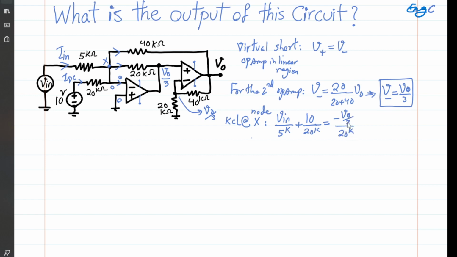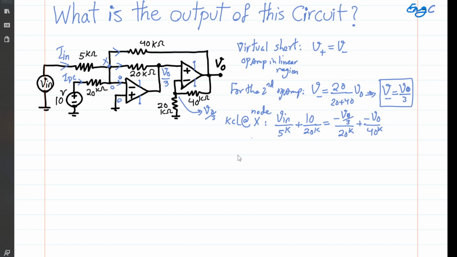And finally, we have the current that goes outward from node X toward the 40K toward the output. So 0 minus V out divided by 40K. I need to make sure I'm not missing something: 0 minus V out, so minus V out divided by 40K. Okay, we found the equation that we needed. We utilized this information by having the voltage V out over 3, and now we have one equation that relates V out to the combination of the two input voltages, V in and 10.